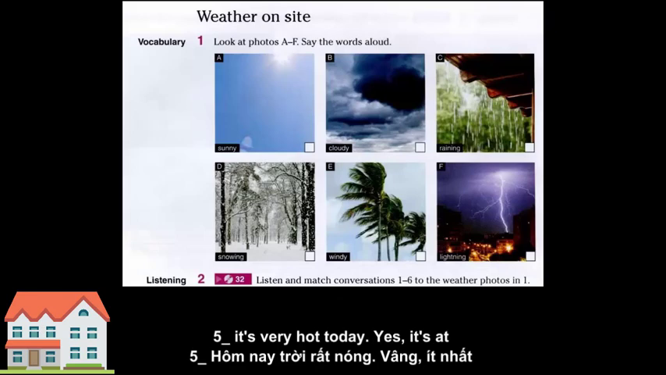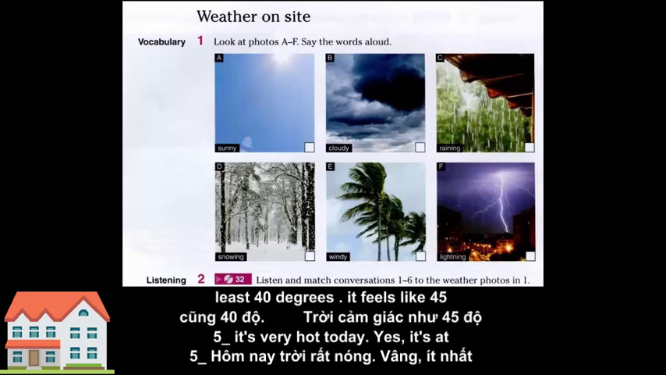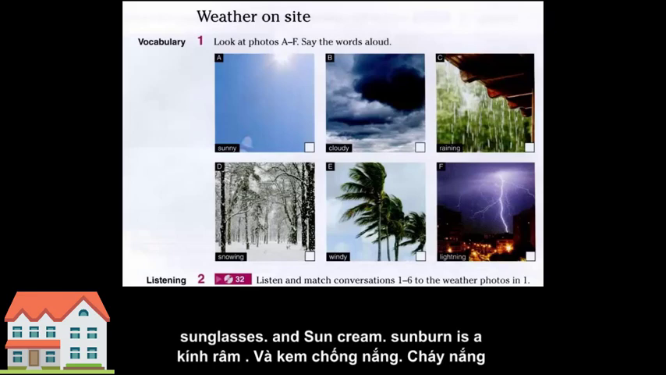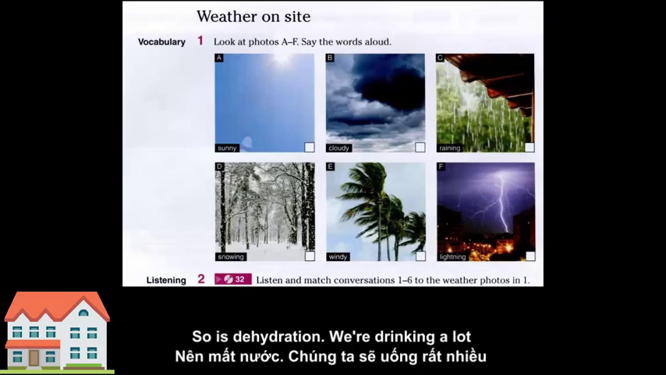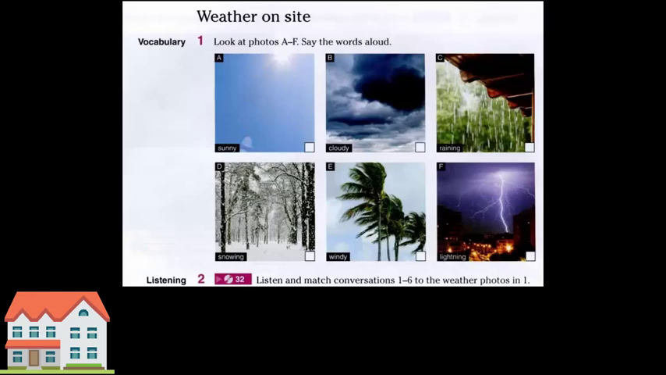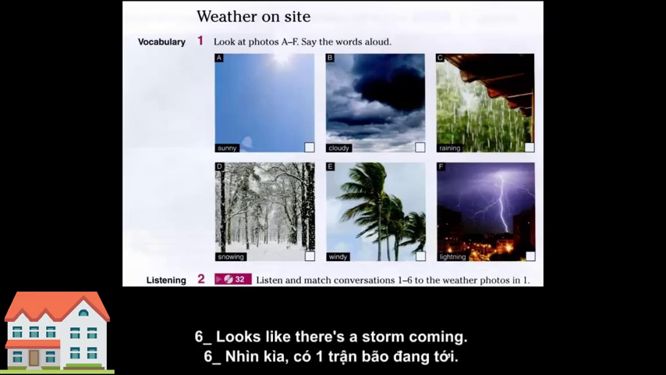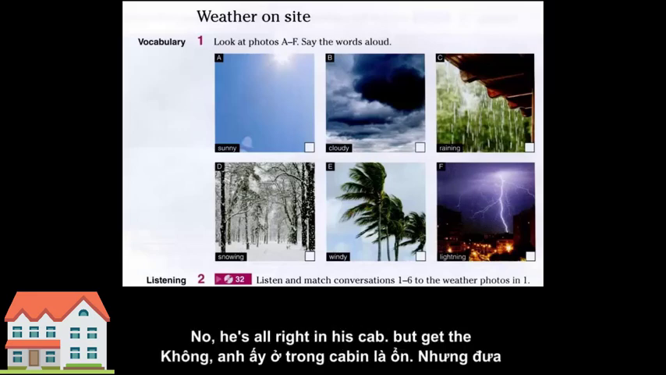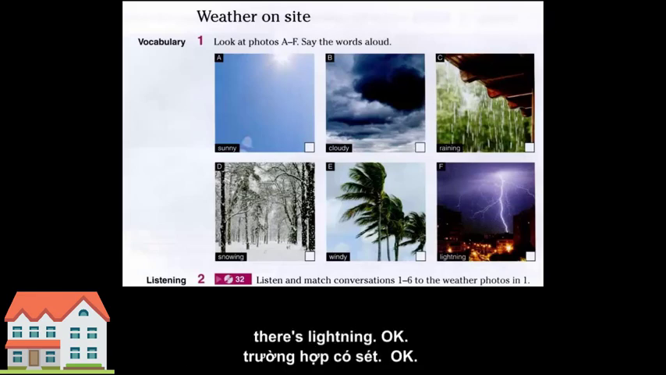5. It's very hot today. Yes, it's at least 40 degrees. It feels like 45. And the sun is so bright. I need my sunglasses. And sun cream. Sunburn is a real problem. So is dehydration. We're drinking a lot of water. 6. Looks like there's a storm coming. Shall I call the crane operator down? No, he's all right in his cab. But get the workers away from the hopper in case there's lightning. Okay.